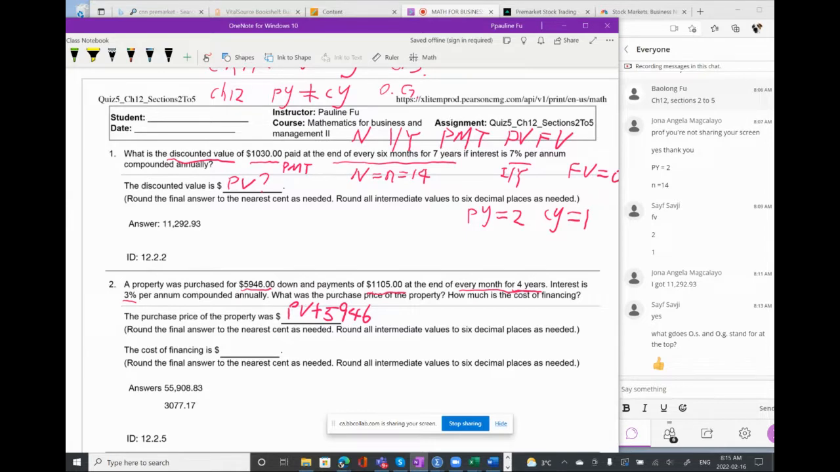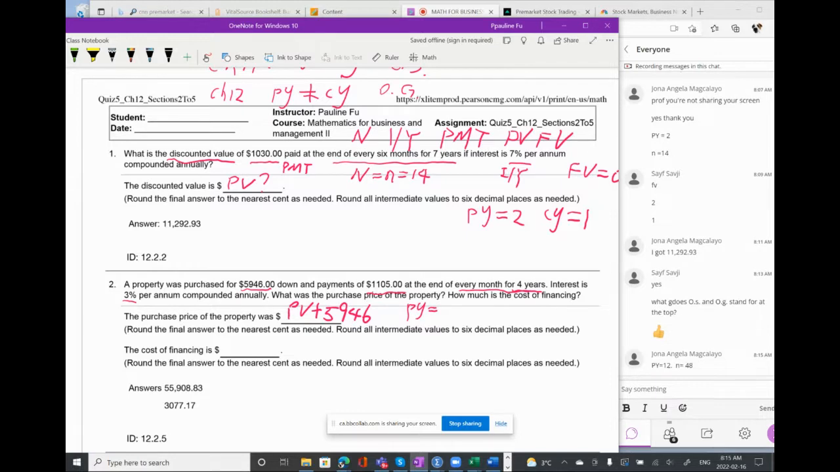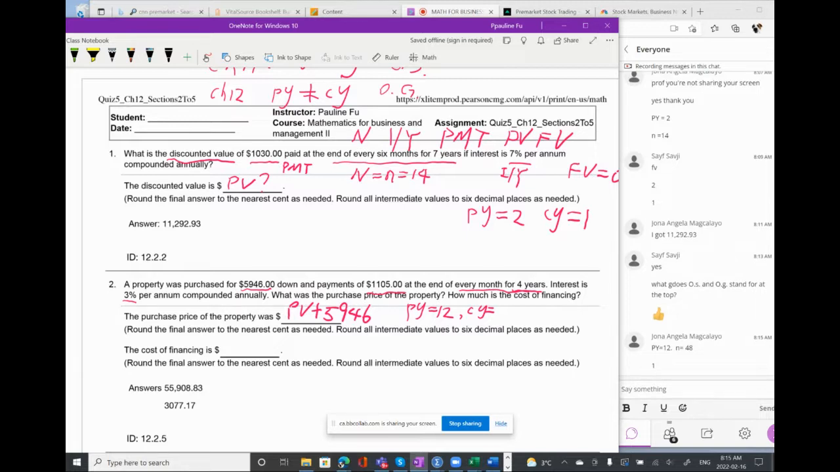Okay, in order to find the PV, we need to identify what the PY is. Juna, thank you so much. PY equals 12. In 1 year you make 12 payments. What is CY? Thank you, Juna. CY is 1. And term N, over 4 years, you make 48 payments. Thank you, Juna, again.